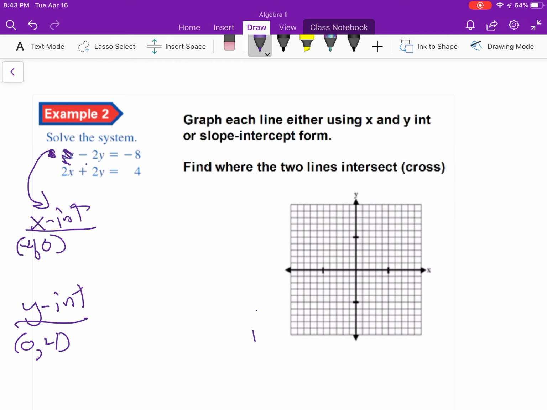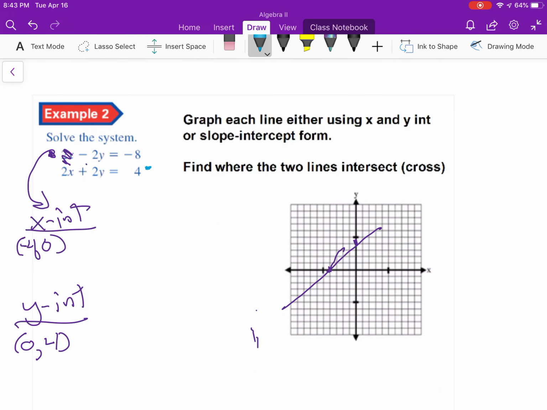So on the x-axis, I'll put one ordered pair at -4, and on the y-axis I'll put another one at 4. Connect those two points, and there's the graph of one line.